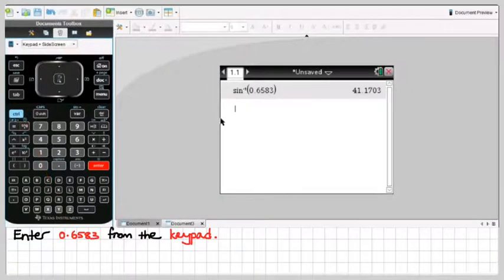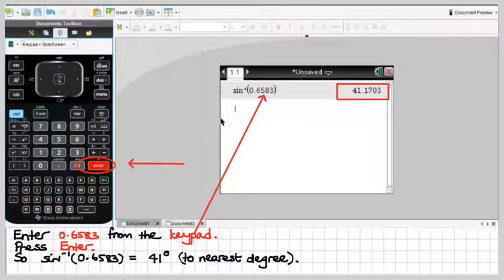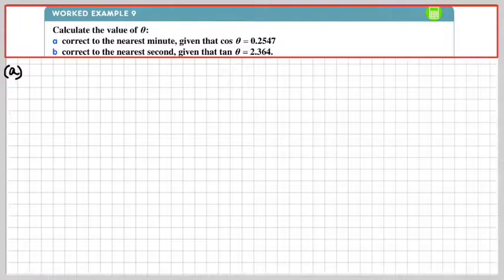Hit enter, and what you'll get is that, and then you enter 0.6583 on your keypad, and then hit enter, and you'll get this marvellous result, okay? But we have to answer this question to the nearest degree. So you tell me, what is the answer to the nearest whole number of degrees, guys? It's 41 degrees, okay, to the nearest degree. Yes? All right. We're going well, aren't we?